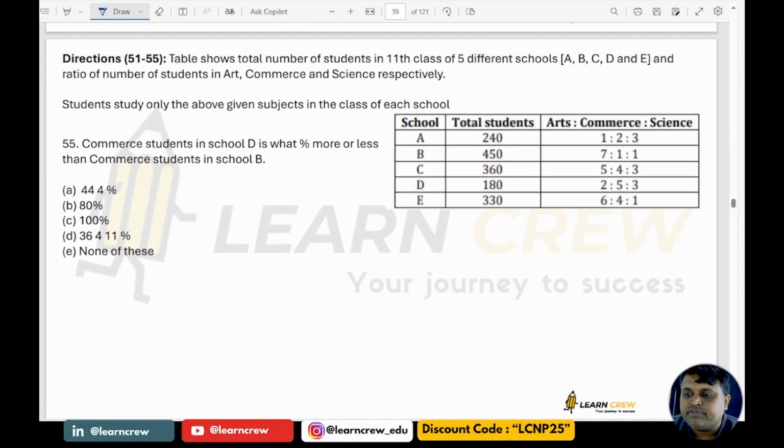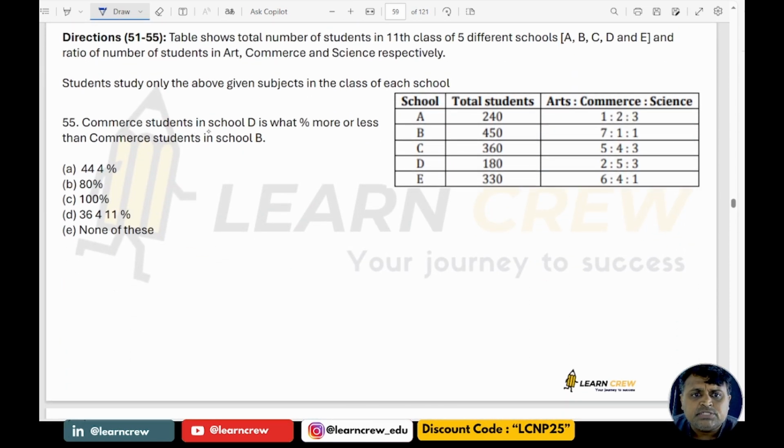Then question number 55. Commerce students in school D is 5/10, half of 180, which is 90. Is what percentage more or less than commerce students of school B? Commerce students of school B is 1/9 of 450, which is 50. 90 is more than 50 by 40. 40 by 50 is how much percentage? So the answer is 80%.